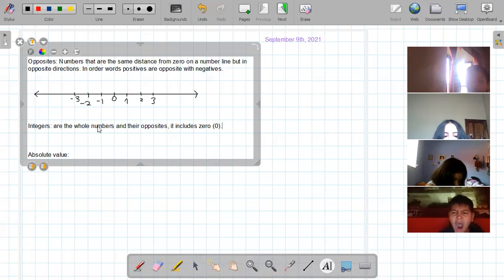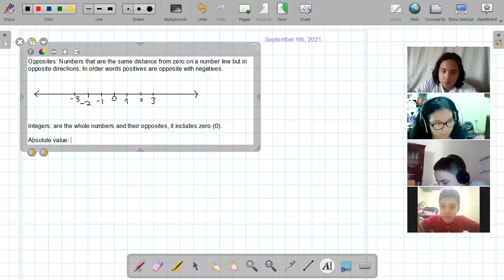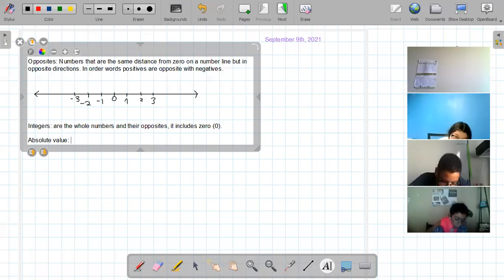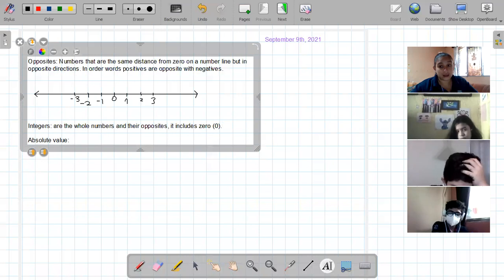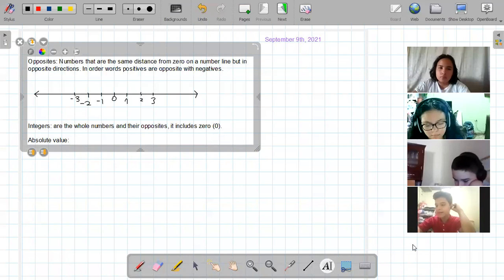Questions about that? No, that was easy, right? I'm not going to do an example there. And now I'm going to define absolute value. What do you think absolute value means? What comes to the top of your head when I say absolute value? They're not wrong answers, okay? Any idea of what an absolute value is?